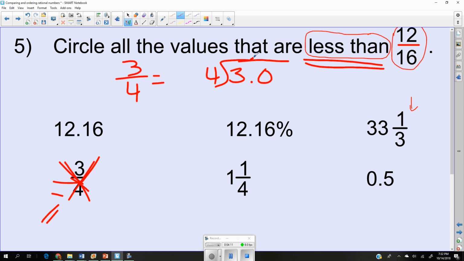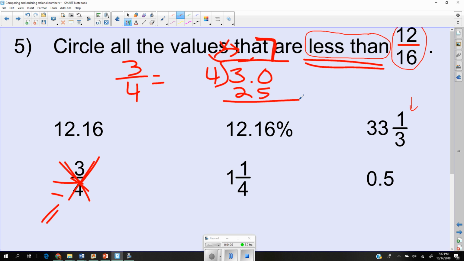Well, 4 is really close to 3, so I'm going to start with 9. So 4 times 9, that's 36. That's too big. 4 times 8, that's 32, and that's too big. But 4 times 7 is 28. Okay, so I'm going to go ahead and put the 7 up here. I should have left a little bit more room, and now I'm going to multiply.